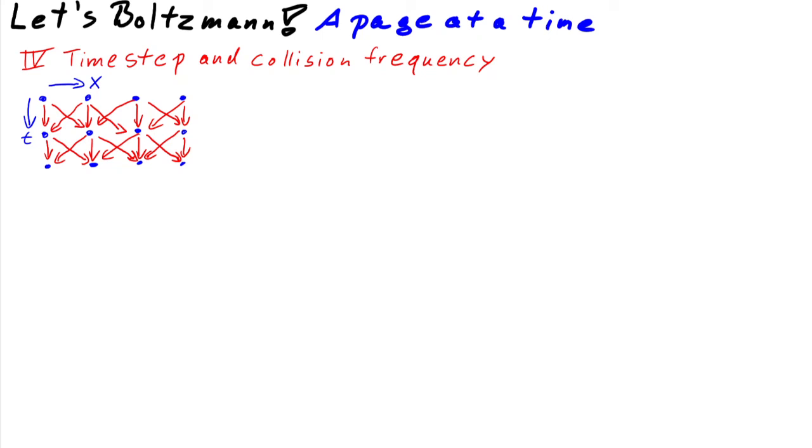Let's Boltzmann a page at a time, number 4, time step and collision frequency. So the Lattice-Boltzmann method is a method to solve partial differential equations in space and in time. And if we look at the space and time diagram, here one-dimensional, we have, of course, one grid spacing, delta x, and we also have a time step, delta t.